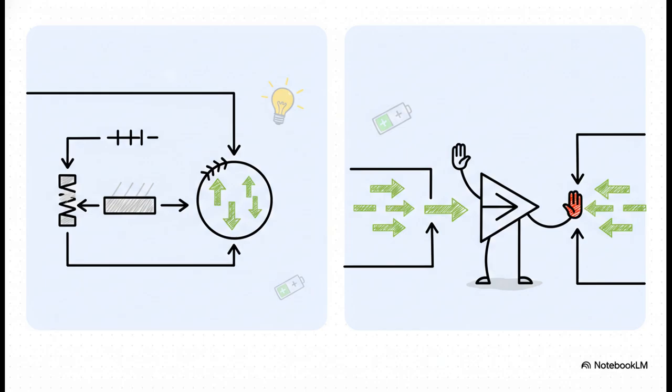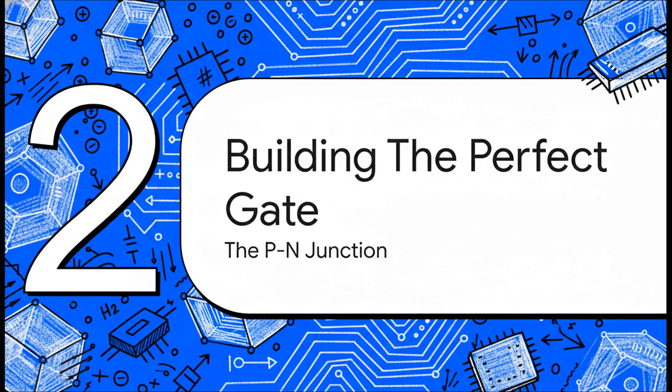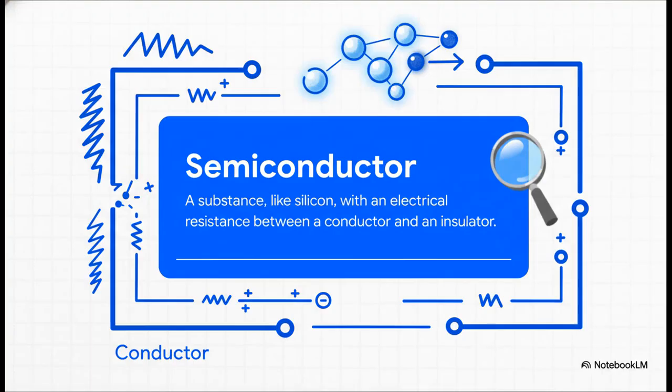So the big question is, how in the world do you build this amazing little one-way street? Well, it all starts with a very special class of materials. I'm talking about the absolute foundation of all modern electronics. Semiconductors. These materials are so cool because they're unique. They're not great conductors, but they're not great insulators either. They're right there in the middle. And that in-between property means we can precisely control how well they conduct electricity just by adding tiny specific impurities. It's a process called doping.